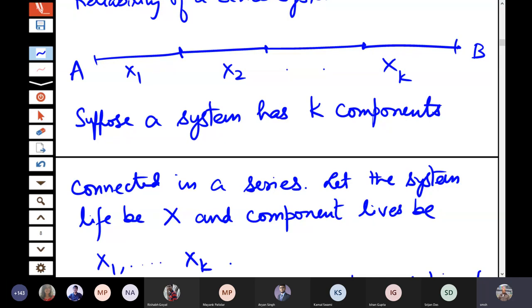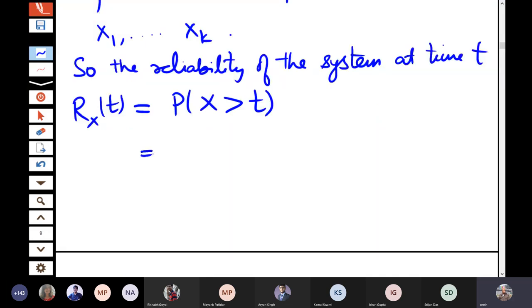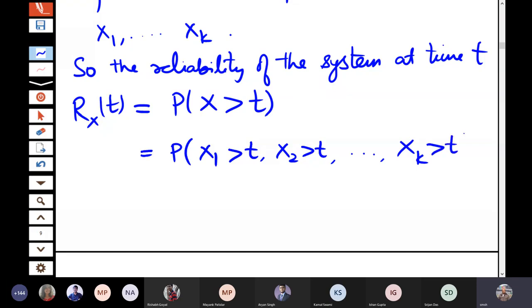No, sir. So the system will work if the device at my end is functioning, the internet is functioning, and then the device at the student end is functioning. So each of them should be functioning at time t. That means this is nothing but probability of x1 greater than t, x2 greater than t, and so on, xk greater than t. All of them should be functioning.